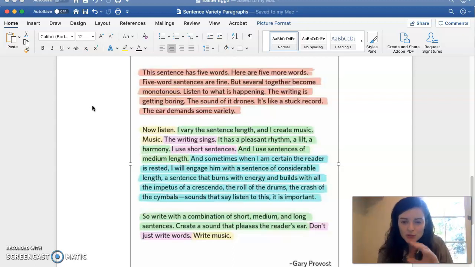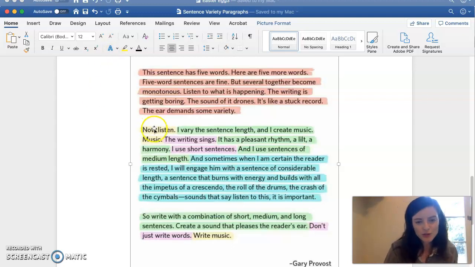And sometimes when I am certain the reader is rested, I will engage him with a sentence of considerable length, a sentence that burns with energy and builds with all the impetus of a crescendo, the roll of drums, the crash of the cymbals, sounds that say, listen to this, it is important. So write with a combination of short, medium, and long sentences. Create a sound that pleases the reader's ear. Don't just write words, write music."